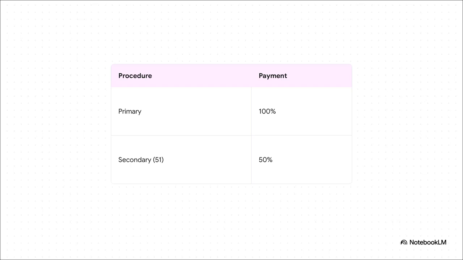Let's talk about the math behind Modifier 51 for multiple procedures. When a surgeon performs multiple distinct procedures in the same session, the multiple procedure fee reduction rule kicks in. It's basically a pricing cascade. The highest valued primary procedure gets paid out at 100%. But any secondary procedures with Modifier 51 appended, those get a 50% payment reduction.